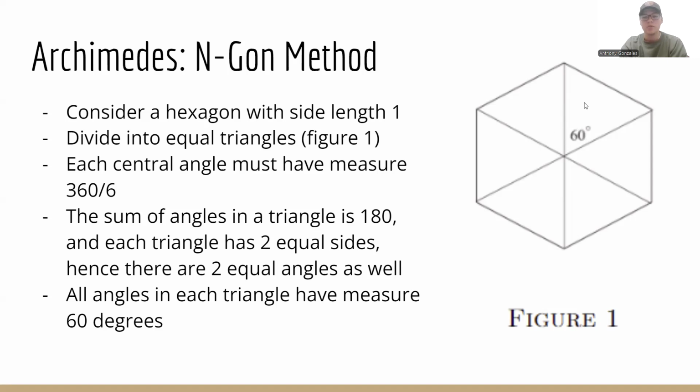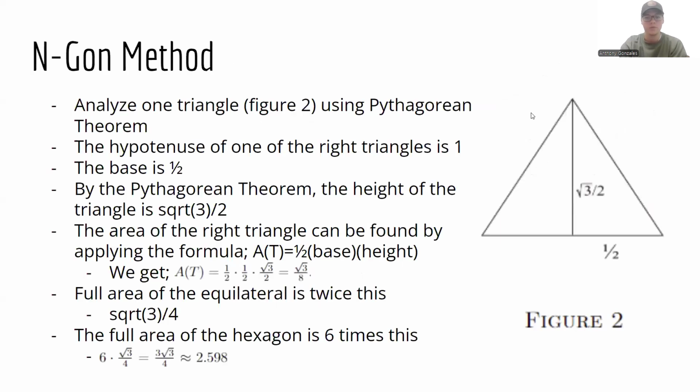Now, if we look at just one triangle, let's look at this triangle right here. We know that this angle is 60 degrees. In a triangle, the sum of all the angles is 180 degrees, and since this triangle has two equal sides, there are two equal angles as well. So all of the angles in this triangle have measure 60 degrees.